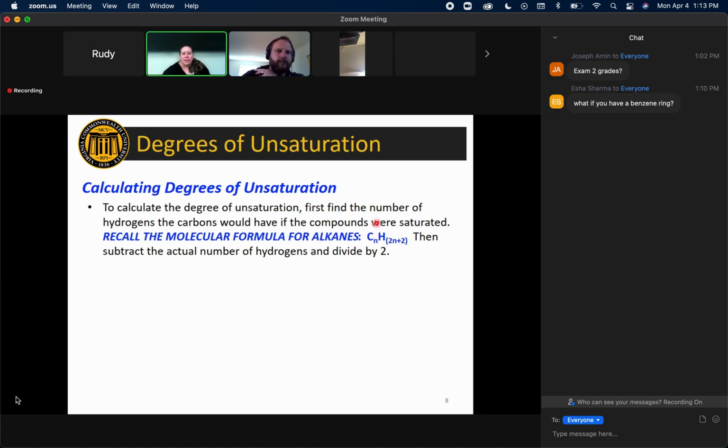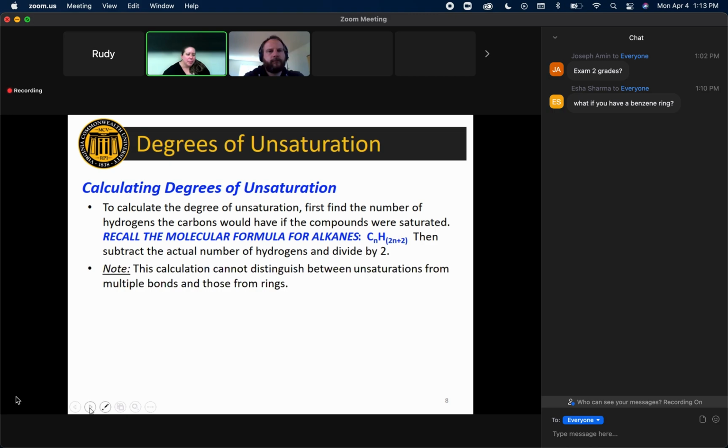So we take however many carbons our molecule has, and we figure out how many hydrogens it would have if it were saturated. And then after we do that, we know that every 2 hydrogens that are missing equals 1 degree of unsaturation. So we just figure out the difference between how many we have and how many we should have and divide that difference by 2. So let's do an example.